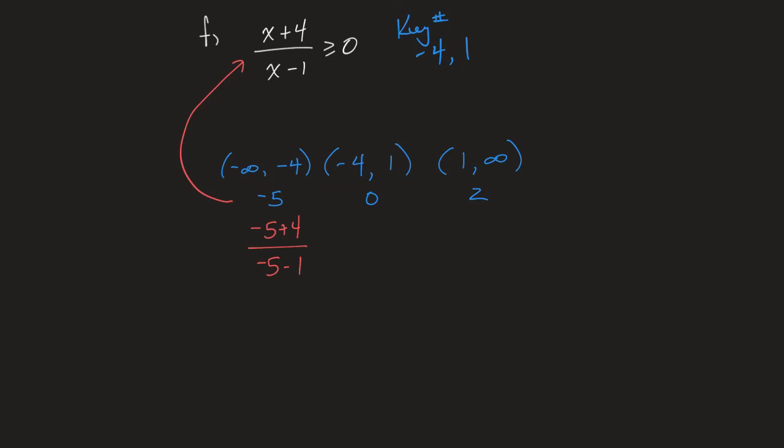So I'm going to get rid of that red. And I'm going to imagine subbing in -5 for my x. So I get -5 plus 4. That's a negative on top. I sub in -5 on the bottom, -5 minus 1, that's a negative on the bottom. And when I now calculate that, a negative divided by a negative gives me a positive.